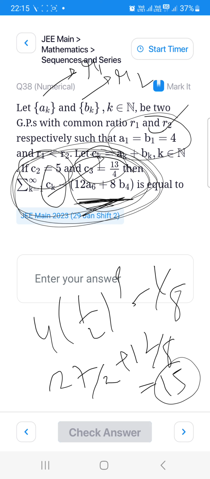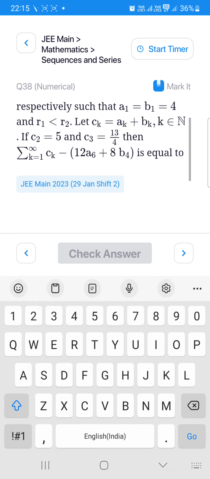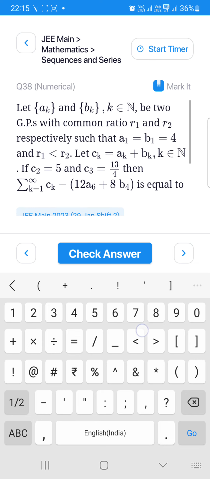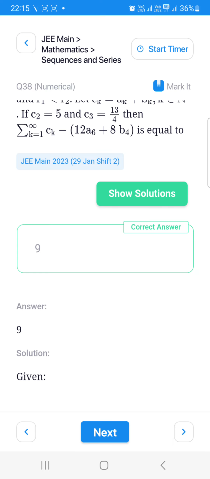So that will be 4 by (1 minus half) for the infinite GP series, and 4 by (1 minus 3 by 4), using a by (1 minus r), minus 15. So 4 by (1 minus half) is 4 into 2, that is 8, and this is 4 into 4, that is 16. So 24 minus 15, the answer should be 9. The answer should be 9. Let us check, right? Okay, I got that right.